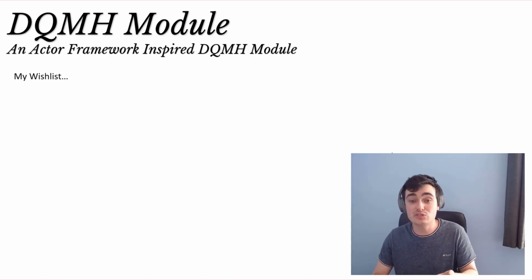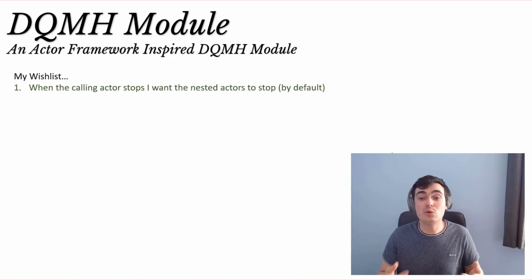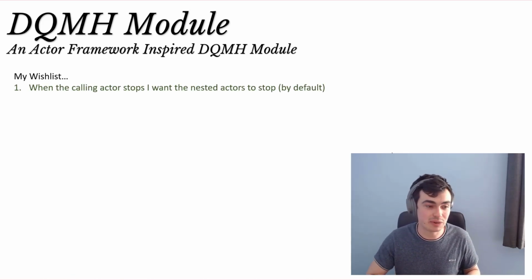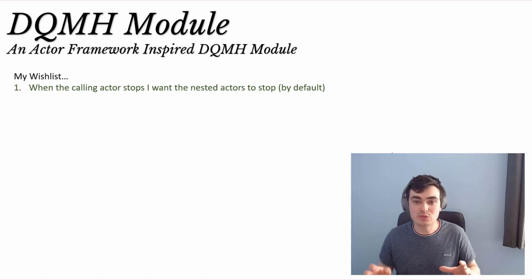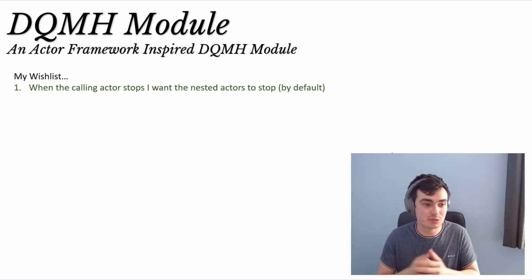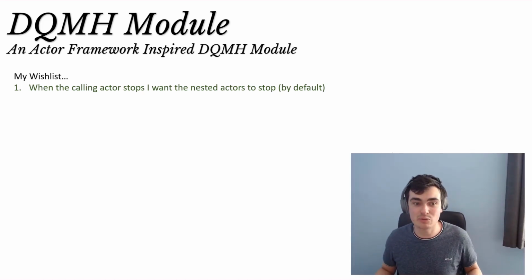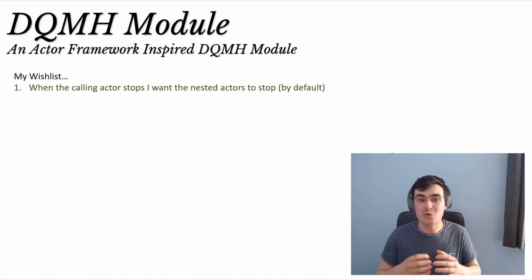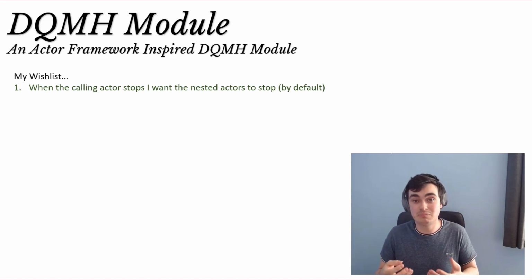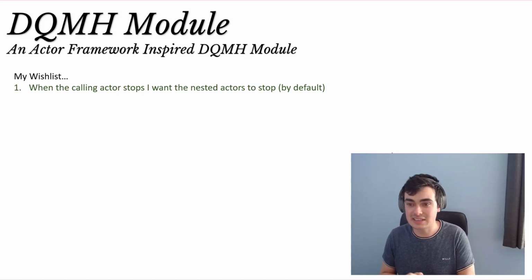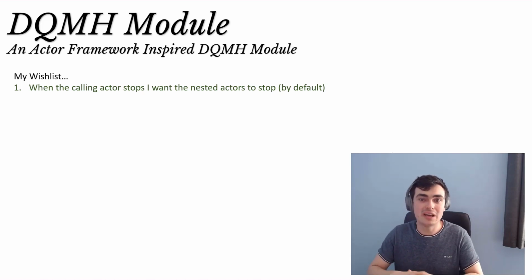And so my wish list was, when the calling actor stops, I want nested actors to stop by default. When I'm talking about nested actors and calling actors, I'm talking about this tree hierarchy that you might have with the actor model. When you're launching asynchronous systems, a caller will launch multiple nested actors. Every actor is going to have one caller, and the actor might have several nested actors. And an actor is just a loop or a DQMH module.